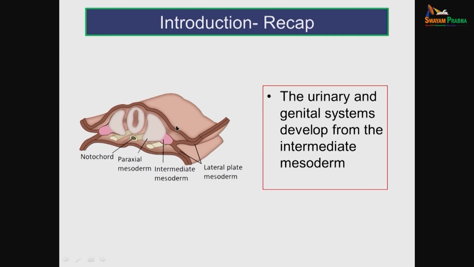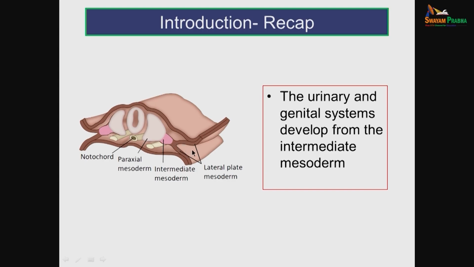If you look at the intraembryonic mesoderm, this is divided into a paraxial mesoderm which later on gets segmented to form somites. Then there is the intermediate mesoderm and lateral plate mesoderm. The lateral plate mesoderm shows a cavity which is called the intraembryonic coelom, which in the future will give rise to the pleural, pericardial and peritoneal cavity.